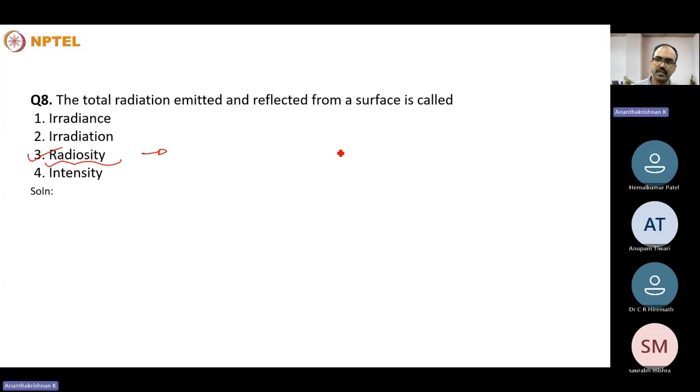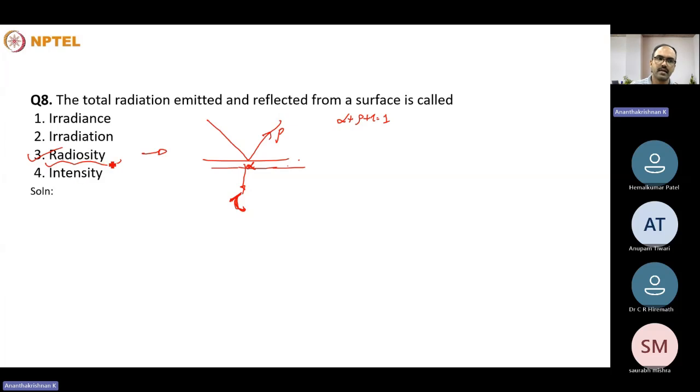Then basically, if you take a surface, a bit of radiation can come and get absorbed into the material, a portion of that can transmit through, and the remaining portion can reflect. The reflected portion is denoted by rho. The absorbed portion is called alpha, and the transmitted portion is called tau. So the total alpha plus rho plus tau should be equal to 1.